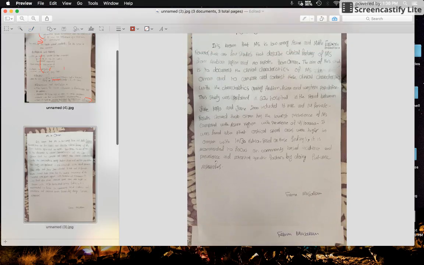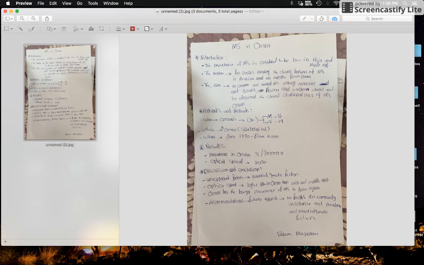Okay, MS in Oman. Okay, I'll go. Sorry, I put the pages out of order here, but you can see here you have the topic MS in Oman. That's fine. Introduction. Prevalence of MS is considered to be low in Asia and the Middle East. Good. The reason: few studies have researched clinical features of MS in Arabia and none reported in Oman. Good. Okay, so this is good. This is a link between the aim and the general idea. Okay, and then you have the aim here. That's fine.